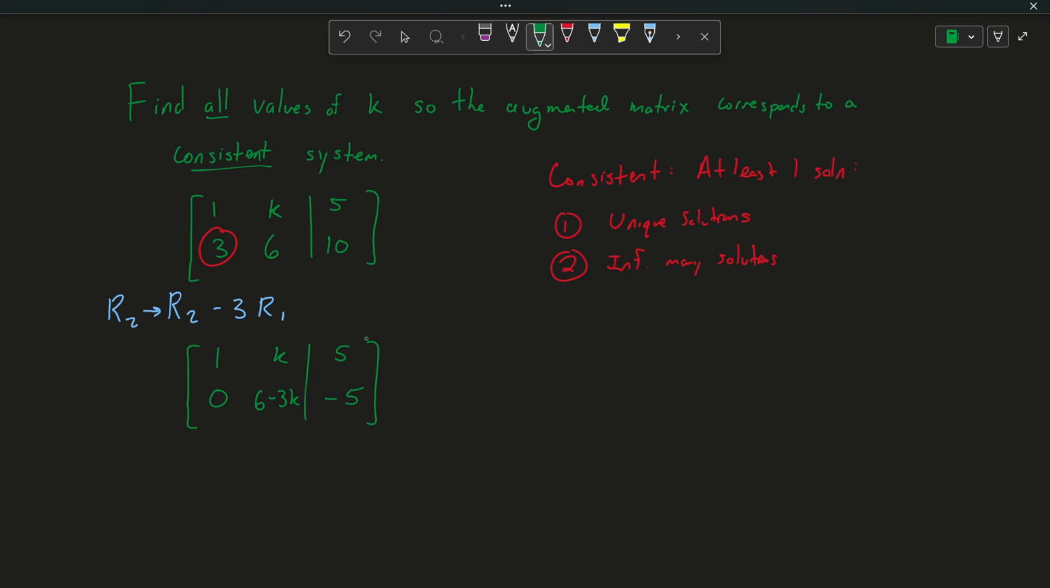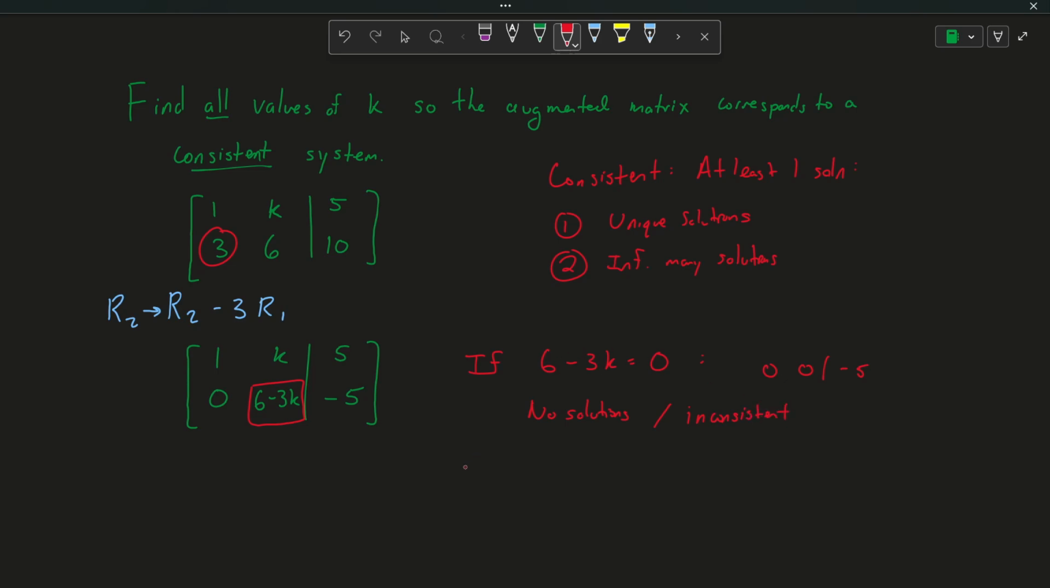Okay, and so from this last row, we can analyze what's going on in this entry to figure out what's going to happen with our solutions. So what would happen if 6 minus 3k was equal to 0? Well, then we would have 0, 0, negative 5 here, and we know that when we have this, we end up having no solutions, also known as being inconsistent. But we're looking for consistent here.